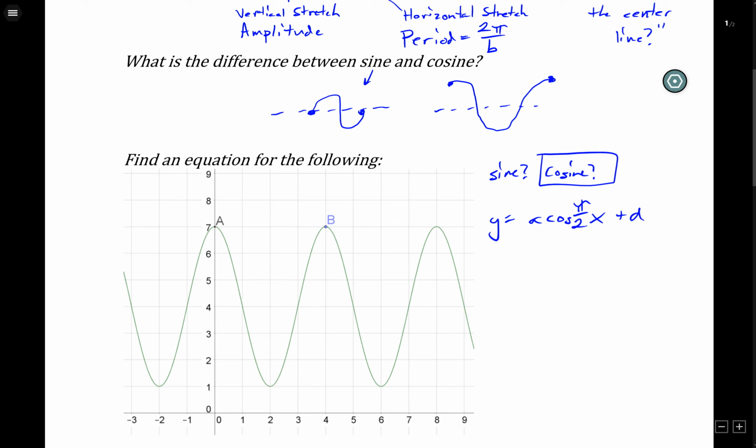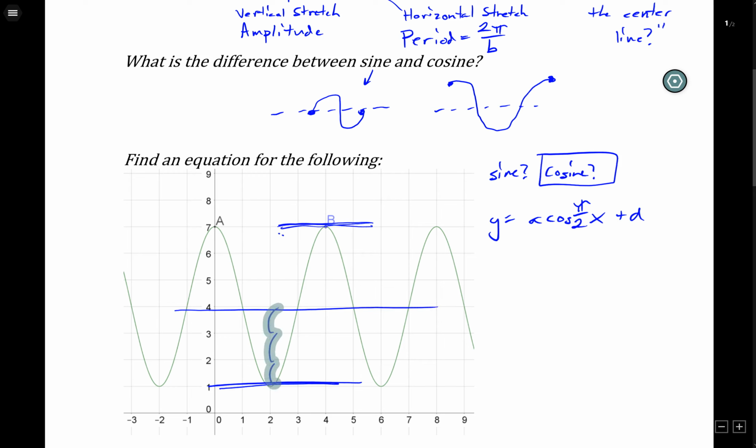Well, there are two ways that you can figure this out. First of all, you can just kind of identify, like, here's my maximum, here's my minimum, and you can kind of count in. So 1, 2, 3. Okay, I think my center line is going to be here.